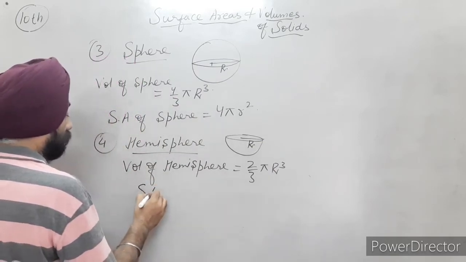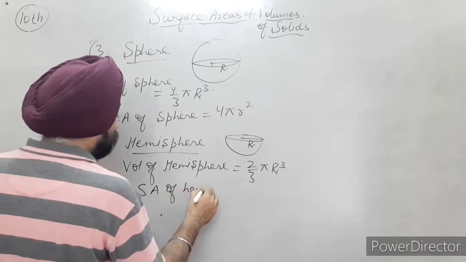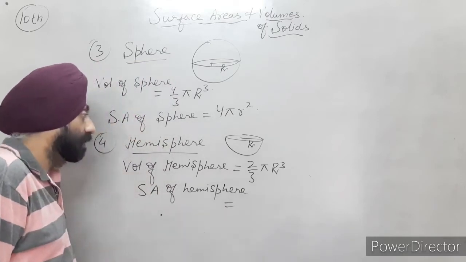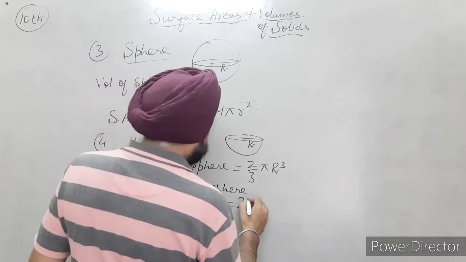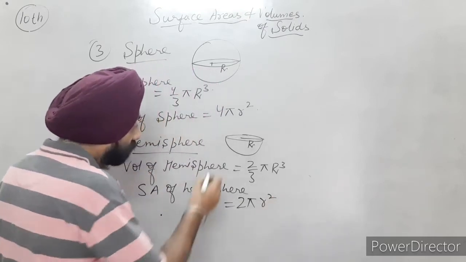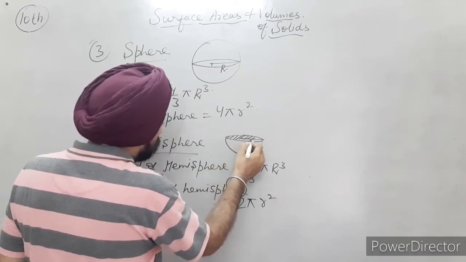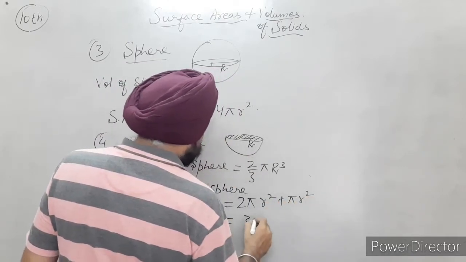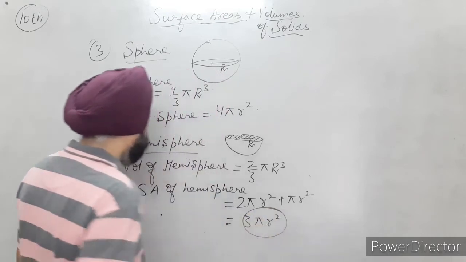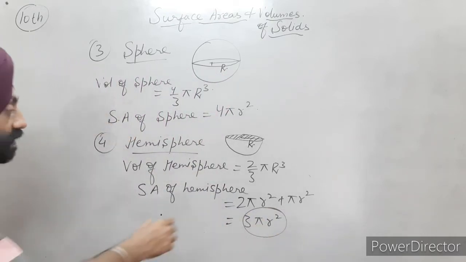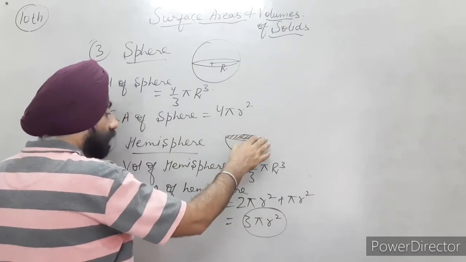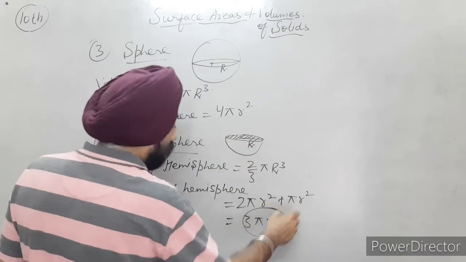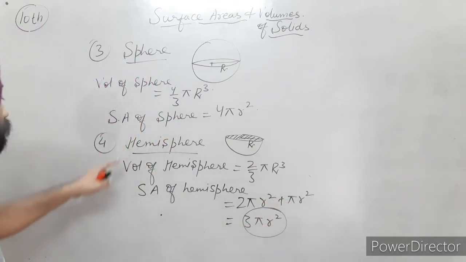Now surface area of hemisphere, say it is 2 pi r square. If there is a lid on it, it's covered, I have to add pi r square to it also. It becomes 3 pi r square. This is surface area of the hemisphere. This pi r square I have added. If it is without the lid, without the covering, then it's 2 pi r square. If it is with the cover, I have to add pi r square into it. This is hemisphere I have done.